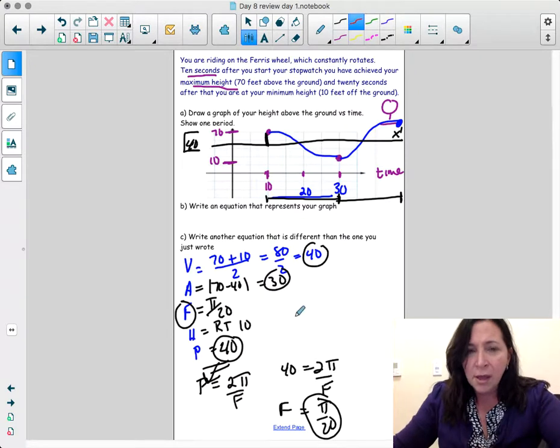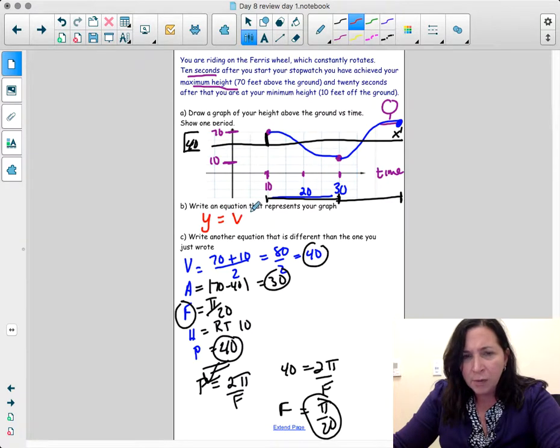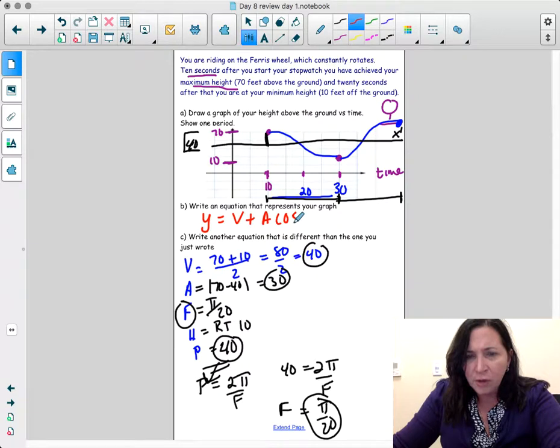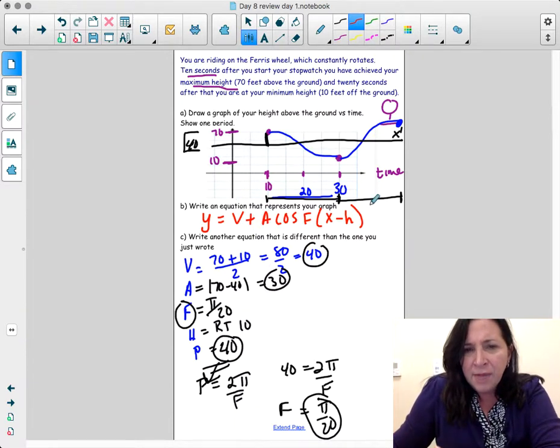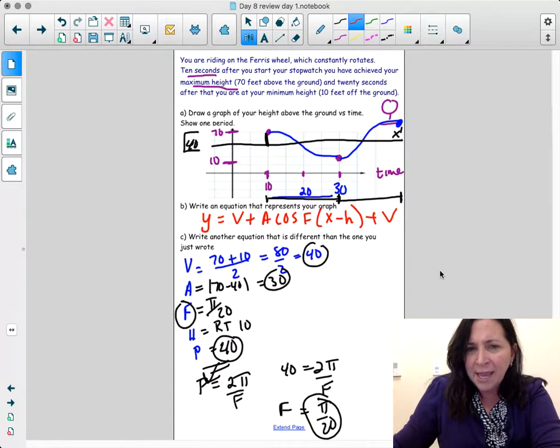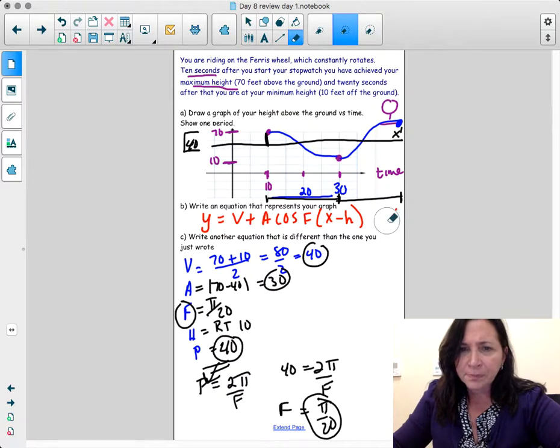So now my final equation, if we wrote it in the VAFHP form, looks like this: y equals vertical shift plus amplitude times cosine of frequency times x minus h. Keep in mind, different people do this differently, and the vertical shift could also be written at the end of the equation or the front of the equation. So choose which way you like best, and it doesn't really matter at all.